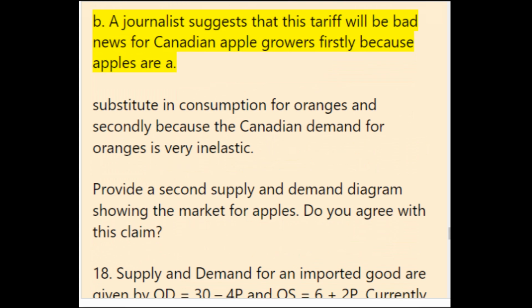B. A journalist suggests that this tariff will be bad news for Canadian apple growers, firstly because apples are a substitute in consumption for oranges, and secondly because the Canadian demand for oranges is very inelastic. Provide a second supply and demand diagram showing the market for apples. Do you agree with this claim?